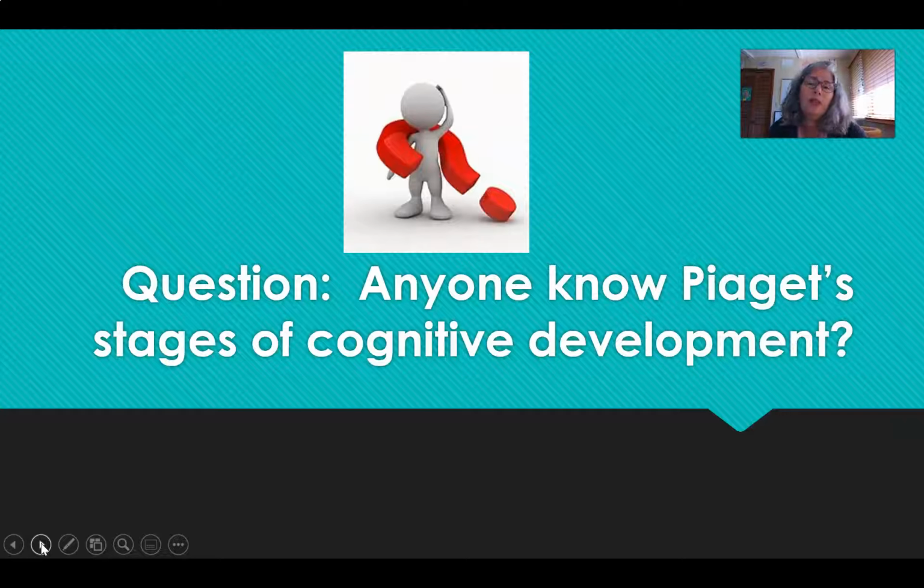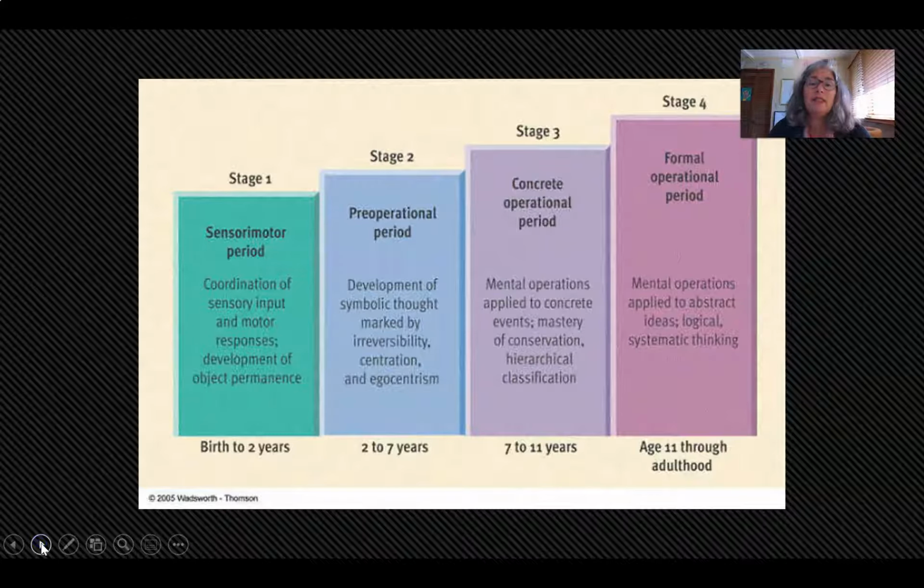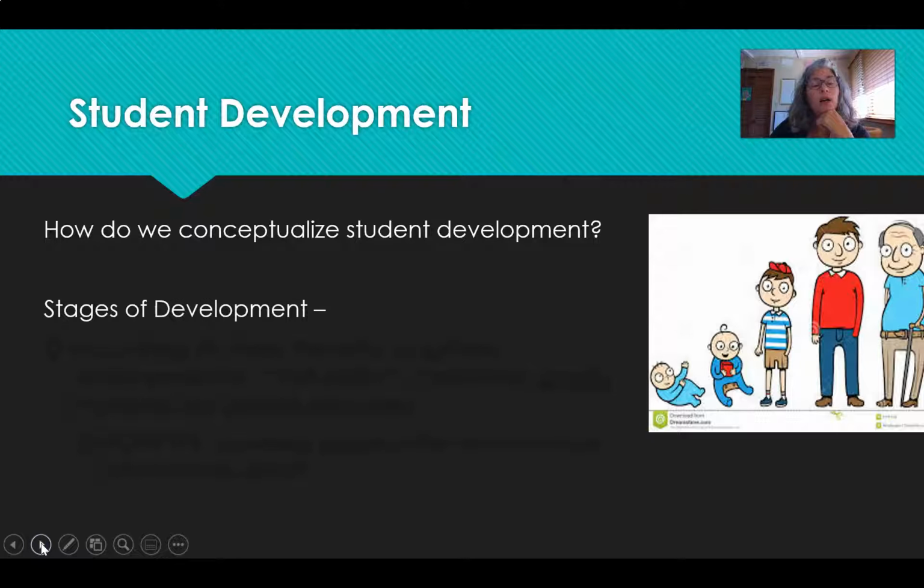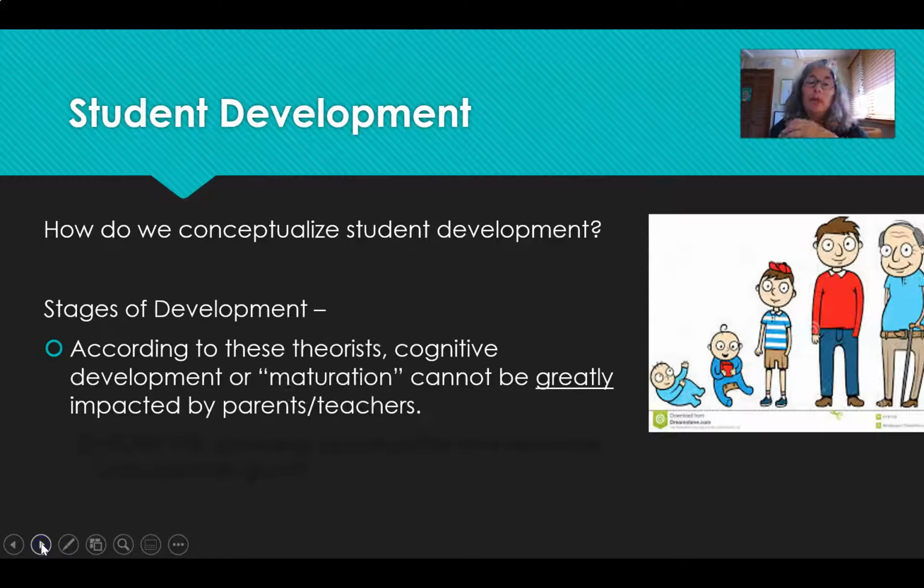So here's a question for you. Can anyone remember Piaget's stages of cognitive development? Anyone? Well, let's see if these look familiar to you. We're not going to go over them. They are listed in the textbook, but I do feel like this is something better saved for a different course. But you can see that he has specific stages, and they show how at each age period we think qualitatively differently.